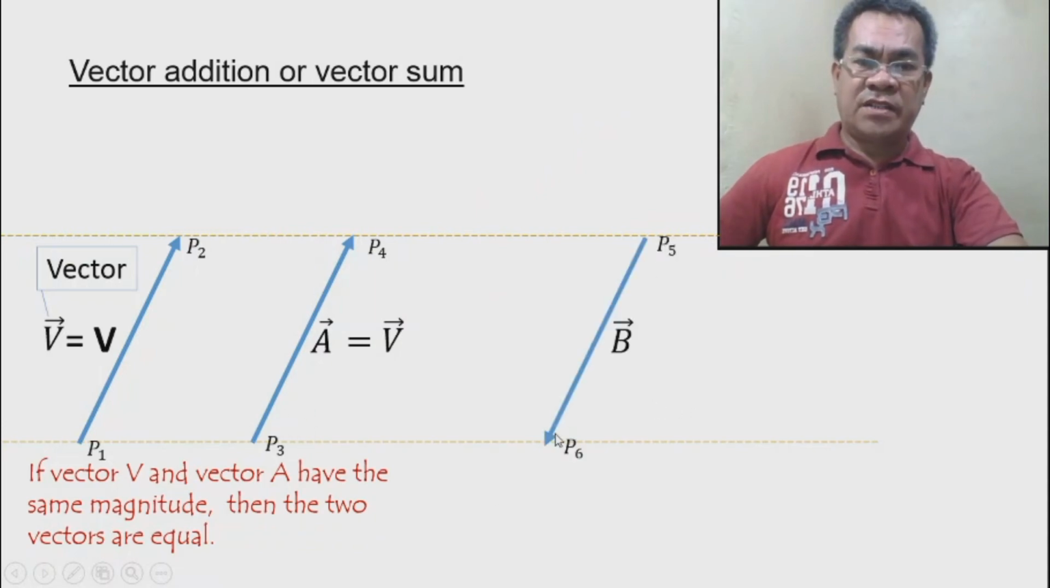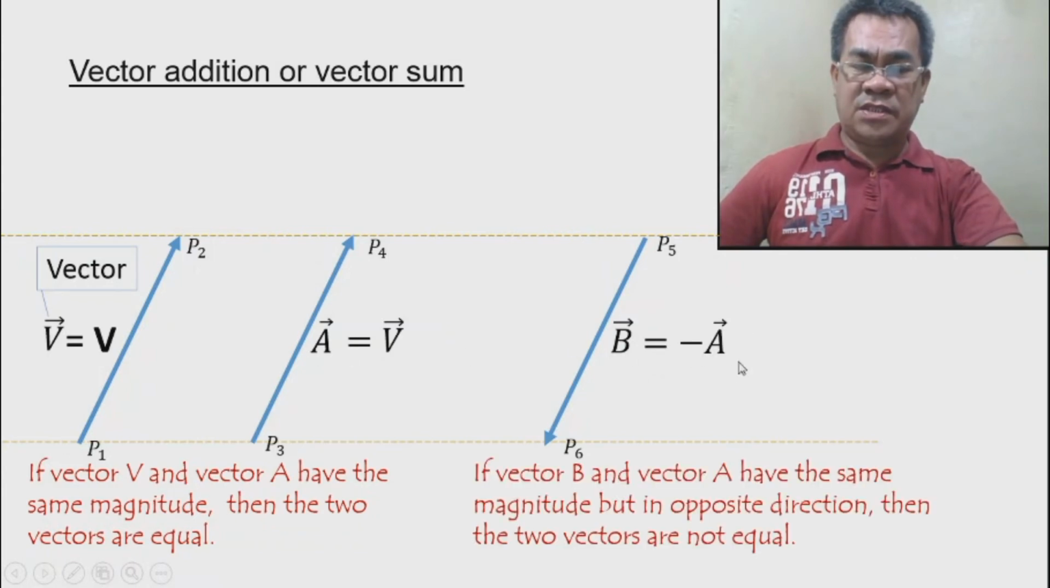Now suppose I have another vector, call it vector B. Same angle, same distance, but take note the arrow is reversed. So is vector B equal to vector A? The answer is no. Why? Because the requirement for equal vectors is that they have the same magnitude and the same direction. In this case, they have the same magnitude, but they are in different directions. So therefore, vector B is not equal to vector A.